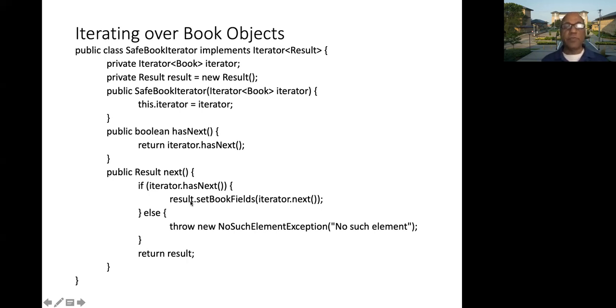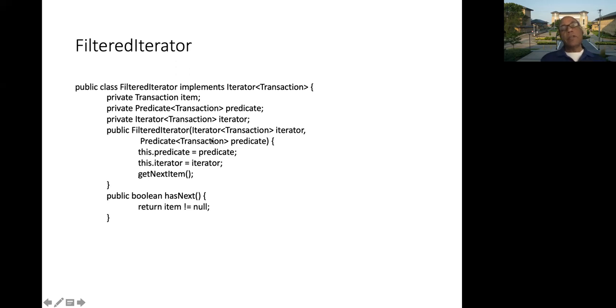And like all iterators, if there is no next book to be returned, it throws no such element exception. Has next, there is one more result available if there is one more book available. So it's a very simple idea. Similarly, we can have a safe member iterator. We could have other iterators. For example, we could have a safe transaction iterator.